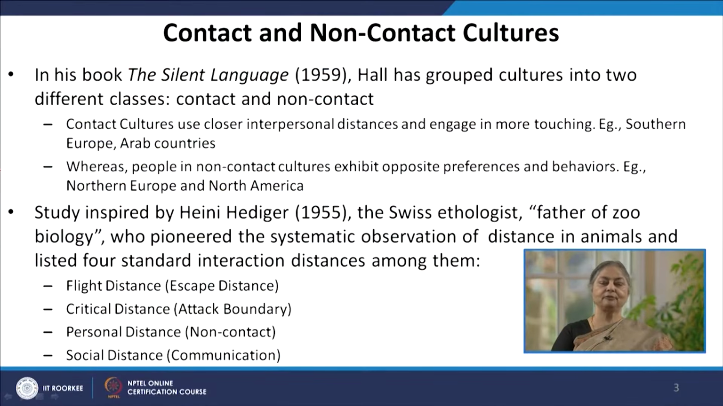On the basis of his studies, he has suggested that countries of Southern Europe as well as Arabic countries can be termed as being contact cultures, because in these societies normally he found that people are prone to touching each other, and at the same time they maintain closer interpersonal contact in dyadic and team situations.